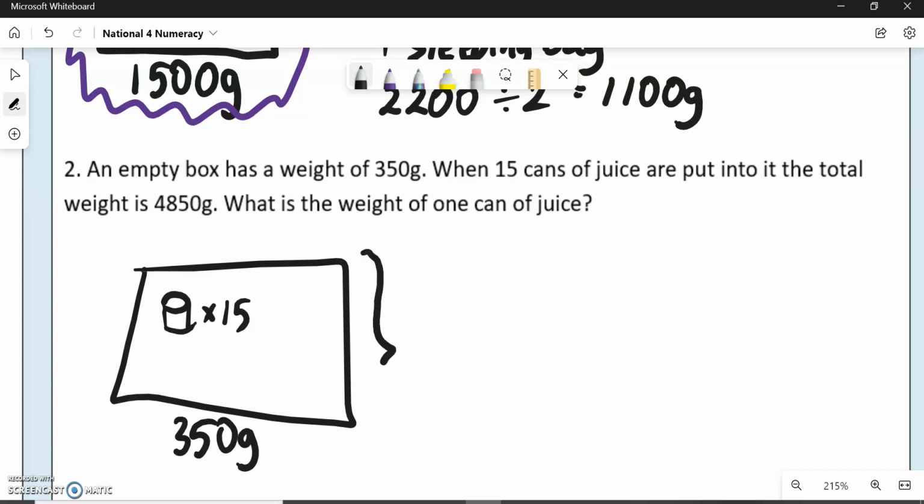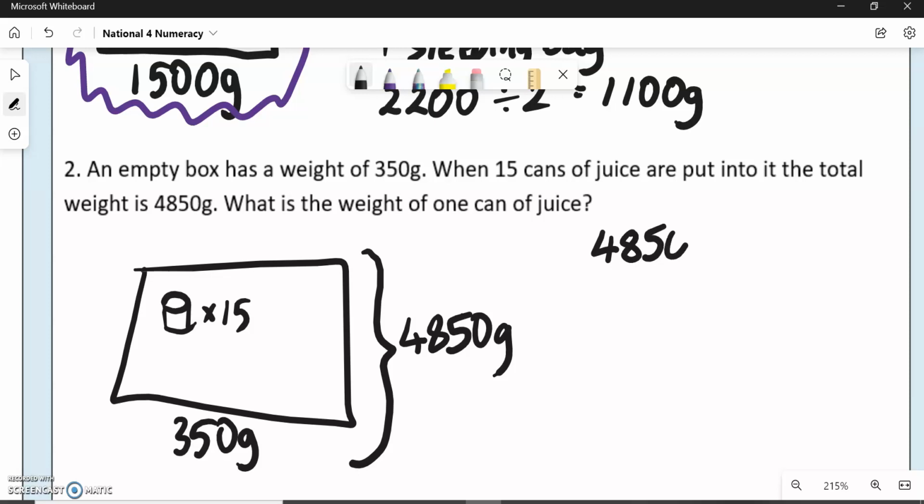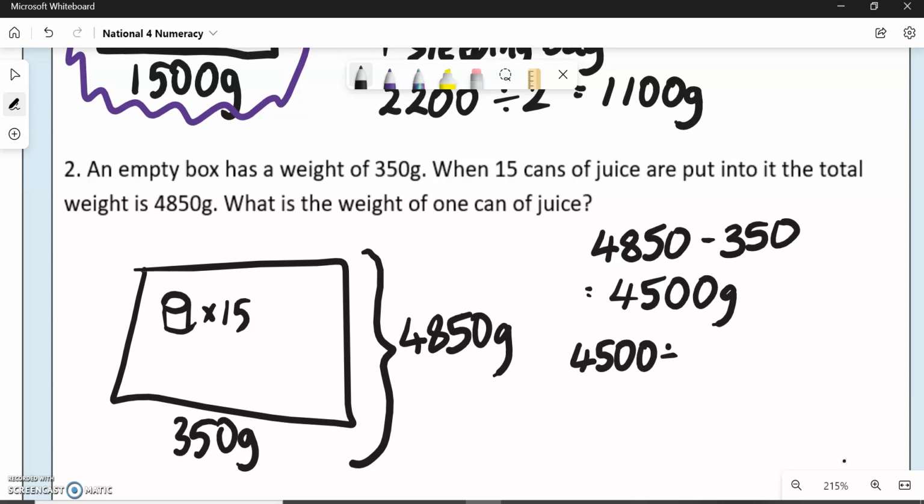And I'm just going to do it a bit differently this time. When we add the cans of juice all together, it weighs 4,850 grams. We want to figure out the weight of one can of juice. If we take the total weight and subtract the weight of the box, we will be left with only the weight of the 15 cans. So those 15 cans must weigh 4,500 grams. We want the weight of one can, so we're going to do 4,500 and divide that by 15, because 15 cans weighed 4,500, so to find the weight of one, we divide by 15. That tells us that one can will weigh 300 grams. I'm just going to say 300 grams per can. Once again, the diagram there made it a bit easier for me to comprehend.